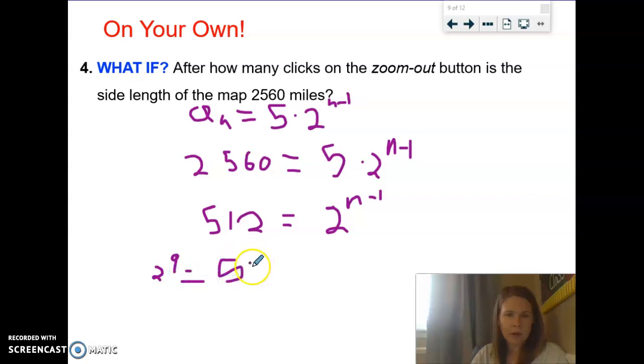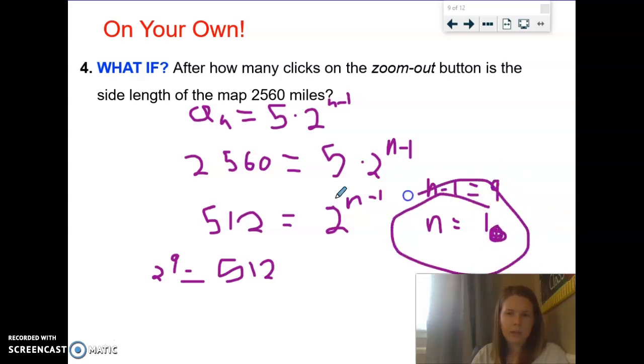So if I need to figure out what this n value is, remember it's going to be n minus 1. So n minus 1 is going to equal 9. Using your inverse operations, I can add this 1 over, and then I get n equals 10. That means that you did 10 clicks on your map to get it out that far. So 10 clicks is your value for n.